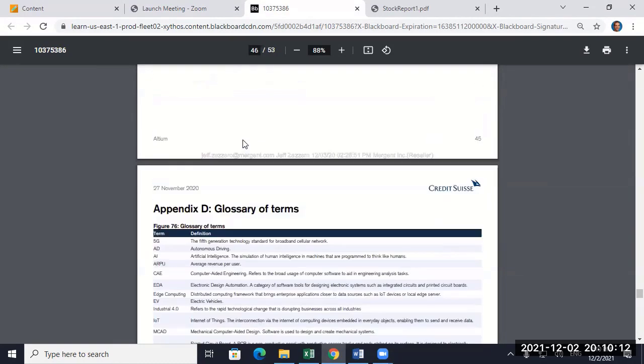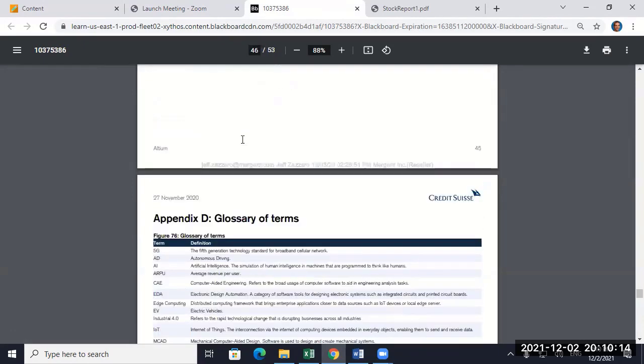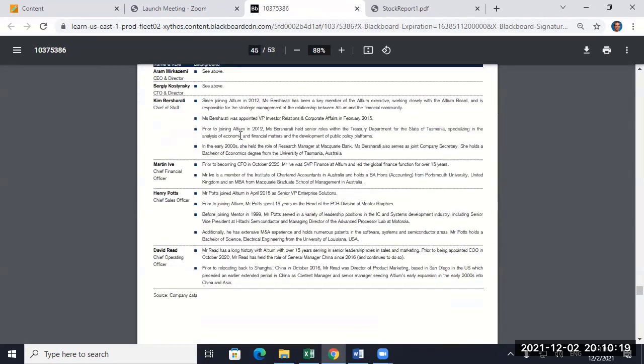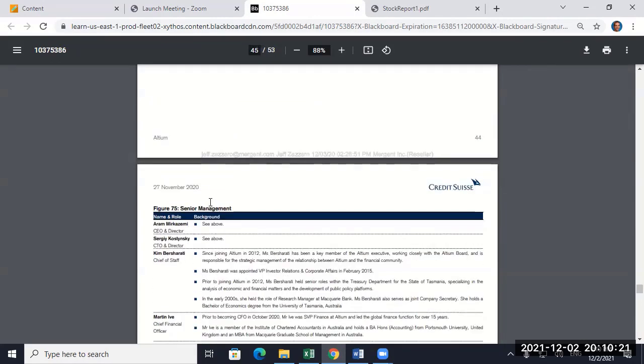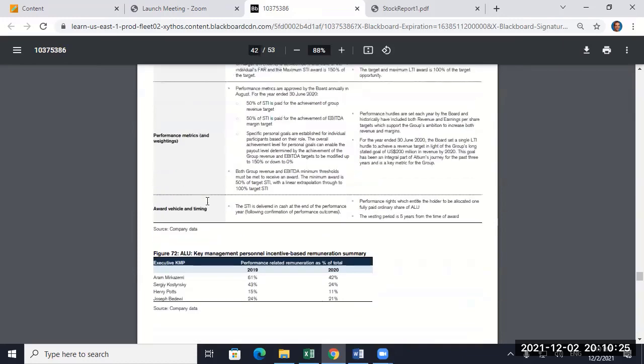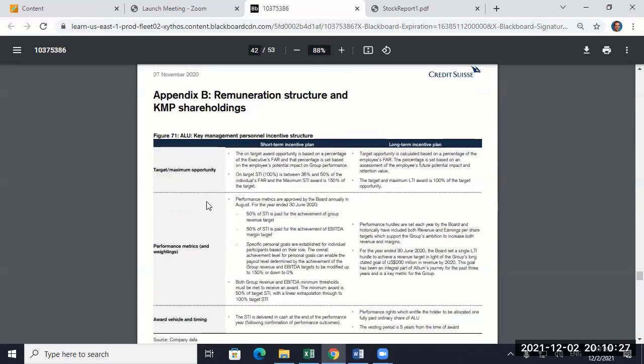They even have a glossary of terms. There's your senior management. See above, see above. All right, so you're doing more buy side until you get to the exec summary, and then you're going to do more of the sell side.